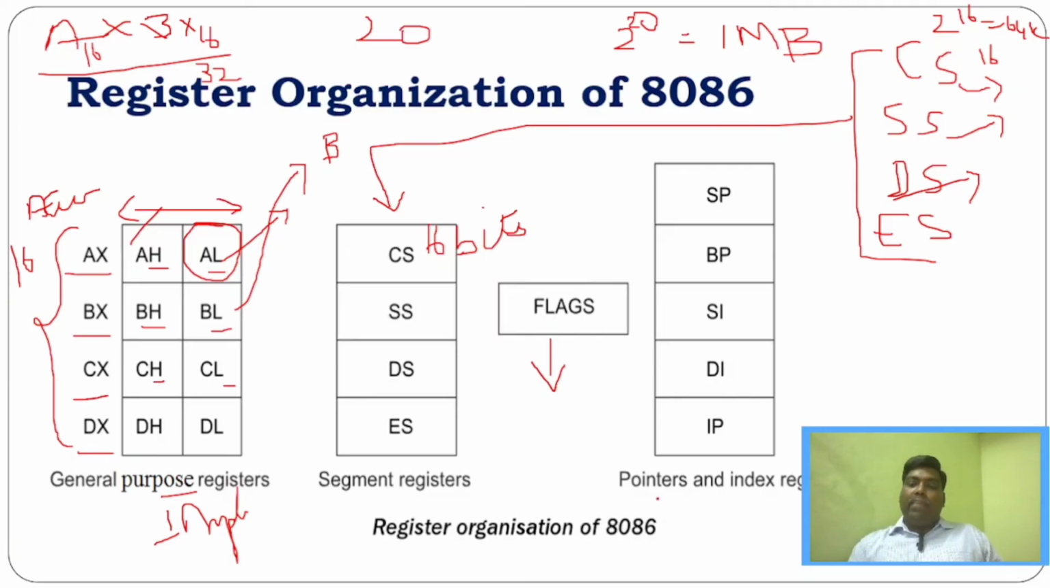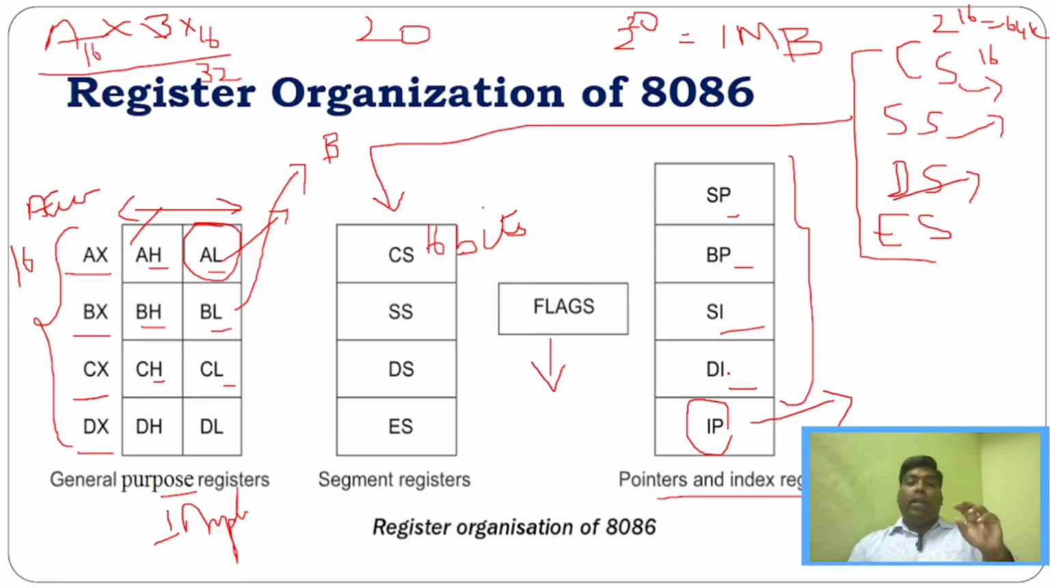And very importantly, we have pointer and index registers. We have the source pointer and base pointer, and then source index and destination index. And similarly, we have IP. IP here in 8086 is the instruction pointer, which will tell you the next instruction that is going to be executed, right? And all these are the stack pointer, base pointer, SI and DI, right?